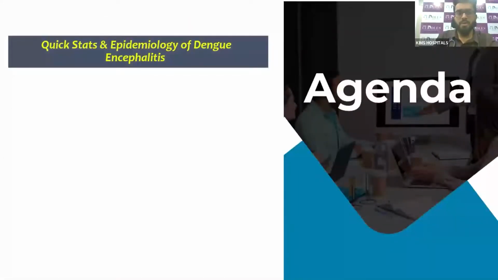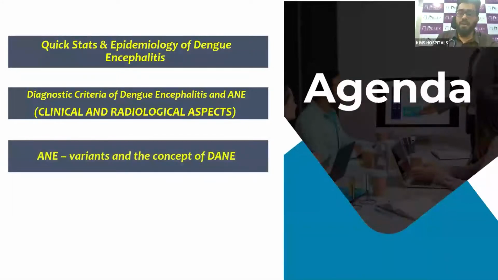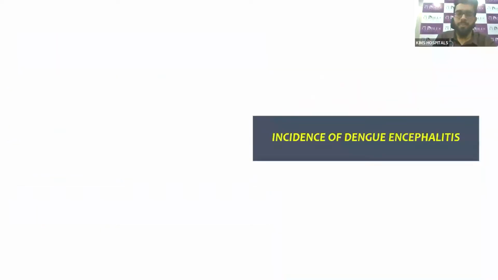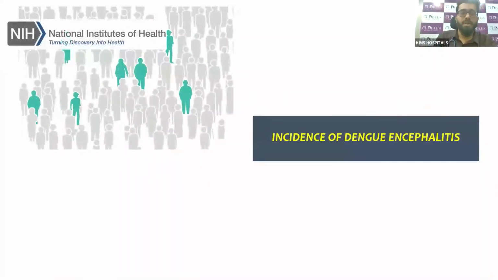The agenda of this talk would be quick stats and epidemiology of dengue encephalitis, the diagnostic criteria of dengue encephalitis and ANE. That is, we'll be looking at clinical and radiological aspects, the ANE variants, and the concept of DANE. I'll introduce you to the concept of DANE. DANE is an upcoming term which stands for dengue-associated ANE, and also various strategies in management of dengue encephalitis and ANE.